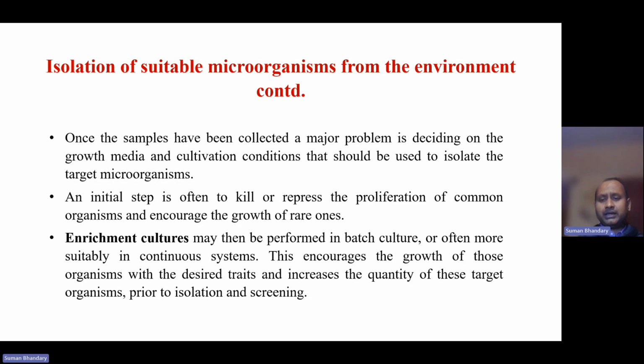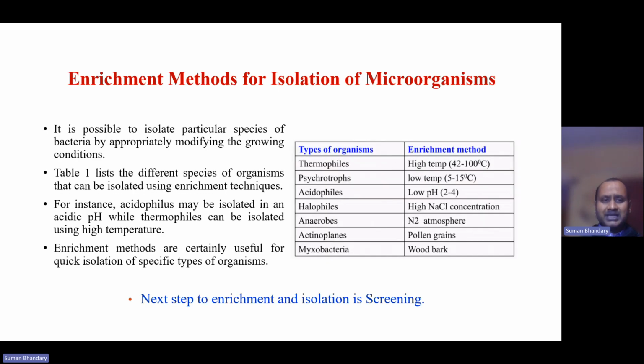So there we can adopt some techniques. In table 1 here, you can see that on the left-hand side, we have mentioned the type of organisms, and on the right-hand side, we have mentioned the culture conditions. So for thermophiles, we have to maintain high temperature starting from 42 to 100 degrees centigrade. For psychrophiles, we have to maintain low temperature. For acidophiles, we have to maintain low pH. For halophiles, we have to maintain high salt concentration, and so on.